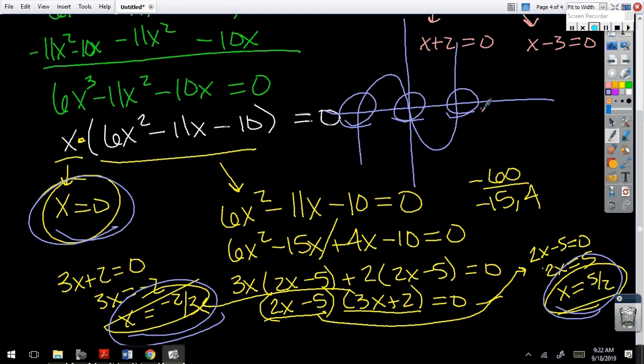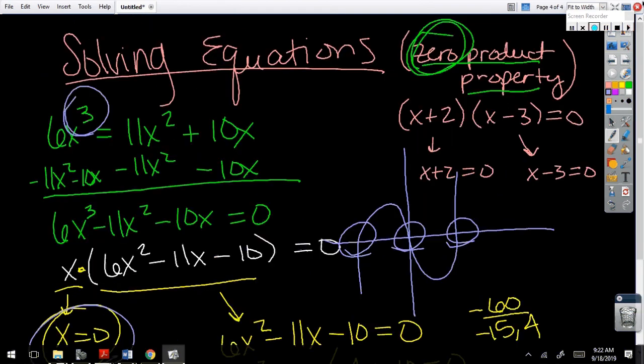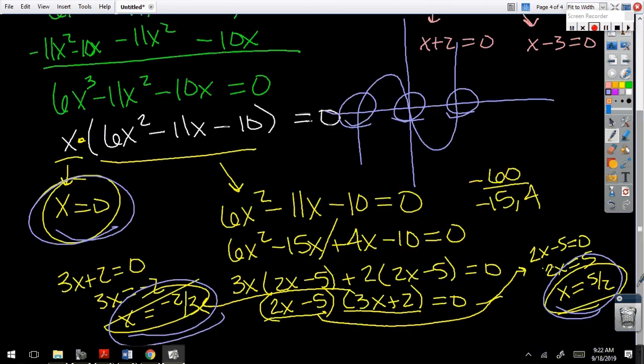All right, let's do another. One more, and then we're going to jump into some more word problems. Let me ask you this and see if you understand. Why does a quadratic have two solutions? Because x is being multiplied. It's one of those pieces being multiplied. I took an x away from everybody. It was the GCF there.